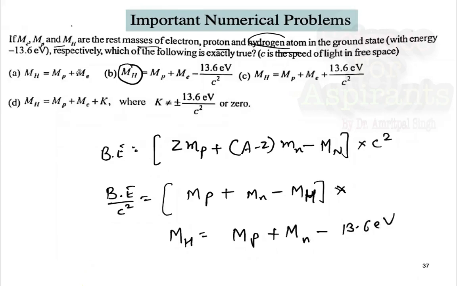Now since he is talking about these atomic configurations, here he has considered the mass and the energy values for the hydrogen atom, that is of the order of minus 13.6 electron volt, which is given for the ground state. So you can put the value of this binding energy, that is of the order of 13.6 electron volt over c square. So option B is the correct option.